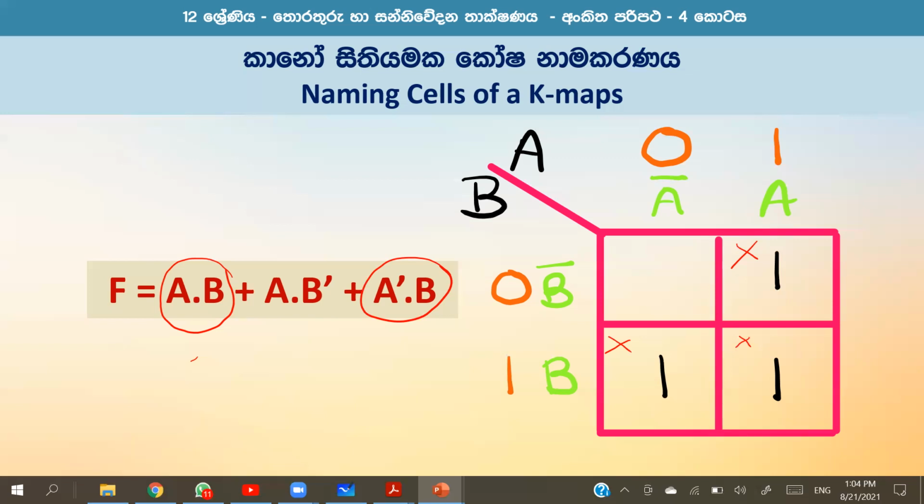Now in the POS we have additions. It's a product of something. So additions are indicated by a zero.